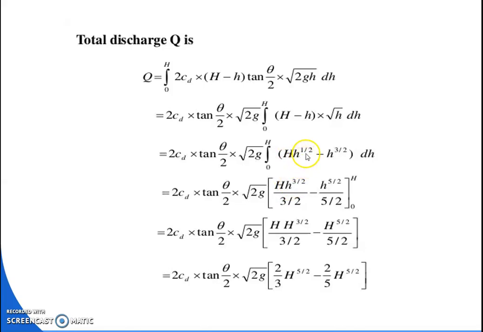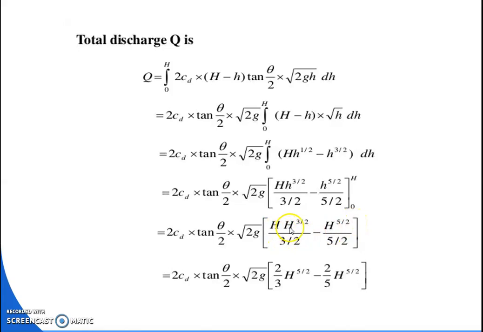After taking the integration, we are having 2 CD tan theta by 2 square root of 2g, where capital H into h to the power 1 by 2 plus 1, that is 3 by 2, divided by 1 by 2 plus 1, that is 3 by 2, minus h to the power 3 by 2 plus 1 divided by 3 by 2 plus 1. We are getting h to the power 5 by 2 divided by 5 by 2, 0 to H. You have to put the value of the maximum limit and the minimum limit will be applied.